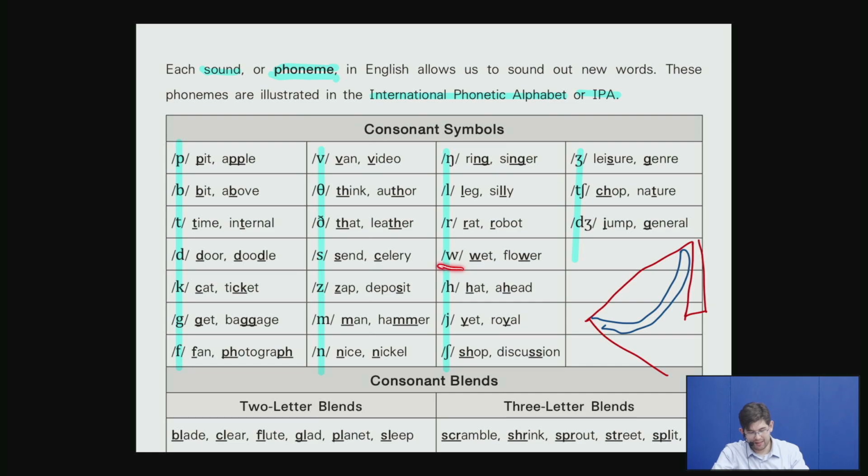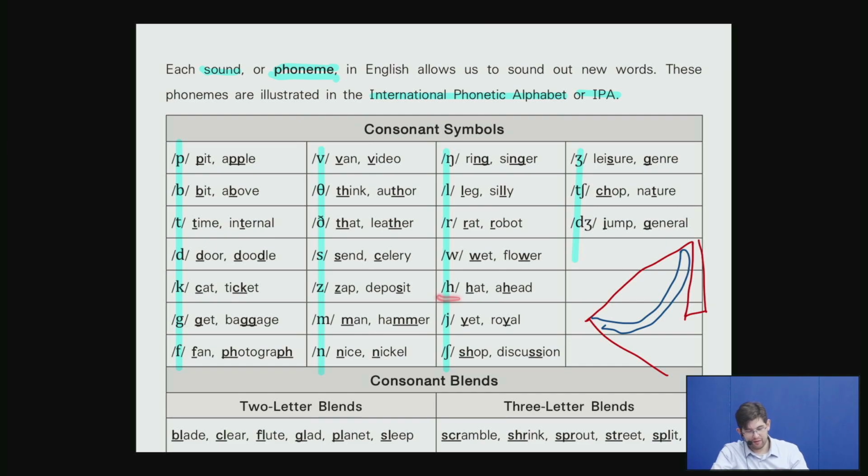Moving on to our next sound, W. For W, we have wet, and it has that big W sound. And our next one is flower. Again, that big W sound.